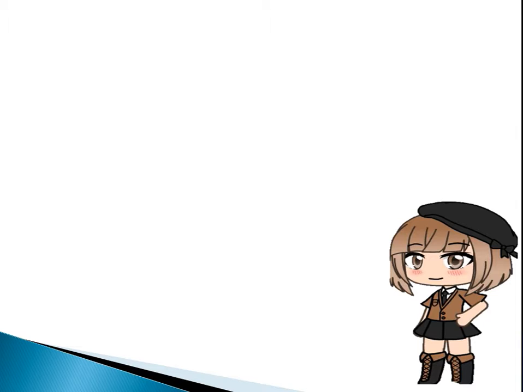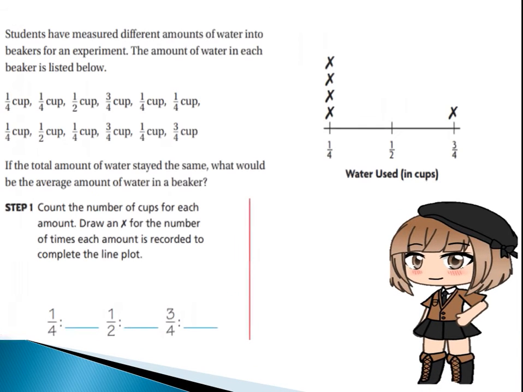Okay, let's read together. Students have measured different amounts of water into beakers for an experiment. The amount of water in each beaker is listed below. So this is 1/4 cup, 1/2 cup, 3/4 cup, 1/4 cup, 1/4 cup, many 1/4 cups, 1/2 cup, 1/4 cup, 3/4 cup, 1/4 cup, 3/4 cup. So many values are repeated here.